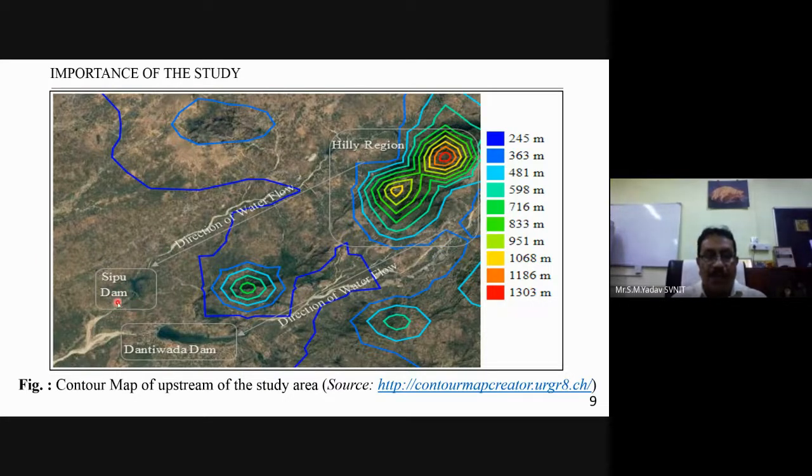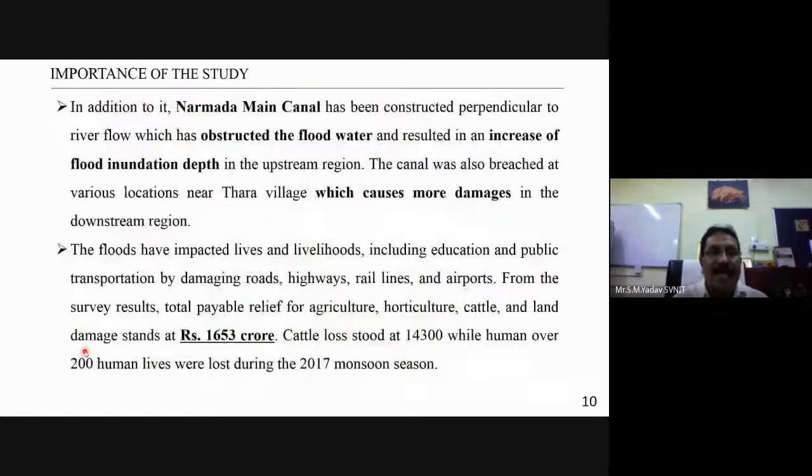Somewhere here is the Sipu dam, somewhere here is the Dantiwada dam, and both the tributaries confluence here, which is approximately 8 to 10 kilometers from Sipu dam and 8 to 10 kilometers from the Dantiwada dam. This will be more clear when we look at the line diagram of it.